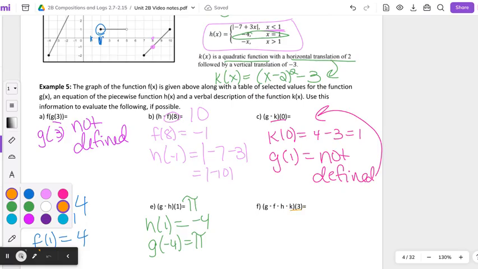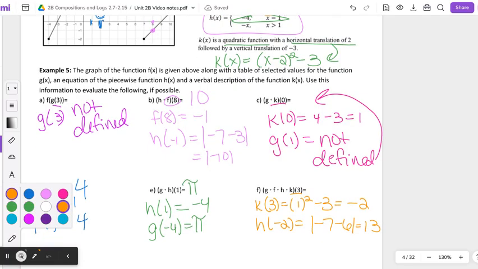Oh, this is a big one. So we start all the way at the far right, k of 3. k of 3 would be 1 squared minus 3, or -2. Then h of -2. -2 is less than 1, so -7 minus 6. It's going to come out to be 13.